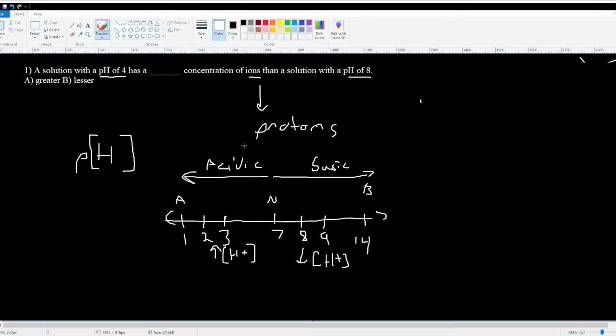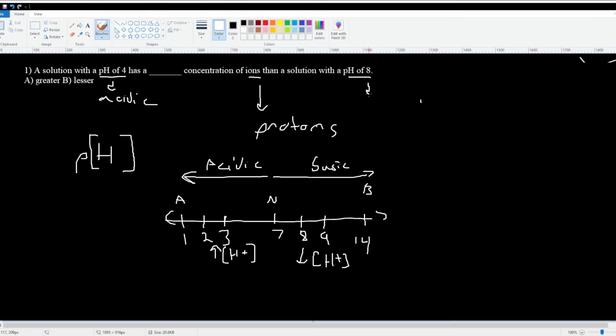So, anyway, going back to the problem: a solution with a pH of 4 has a blank concentration of protons than a solution with a pH of 8. So what is this telling us? So pH of 4, that's less than 7, of course, so that's going to be acidic.